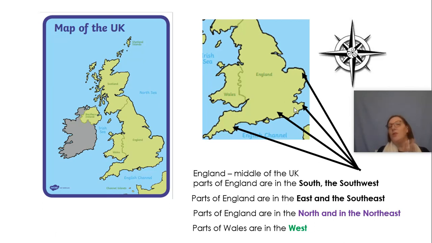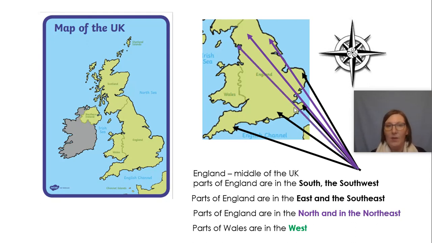Okay. Then there's also parts of England that are in the north, which is going up, do you remember? And in the northeast. And there are parts as well that are in the northwest too. Okay. Then if we look at Wales, parts of Wales are in the west. So down here, we've got the west coast of Wales. Wales does not have an east coast because Wales joins England here. Can you see as I move my cursor down there?